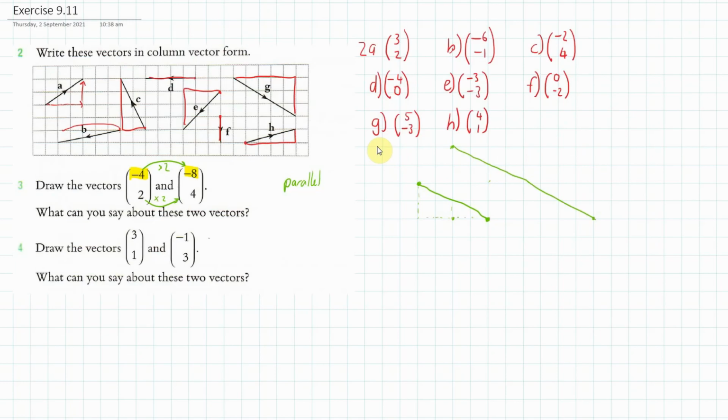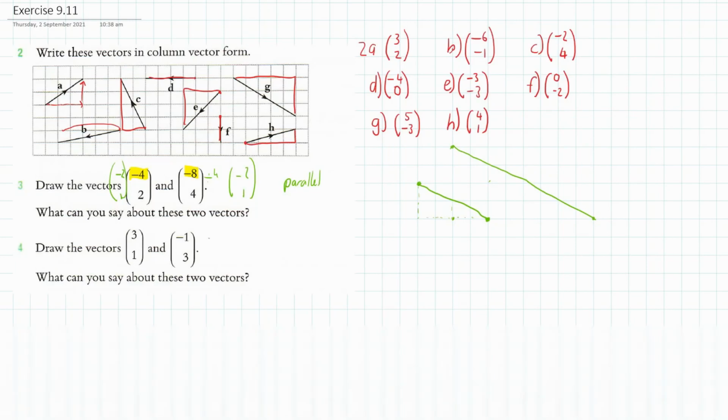And the reason for this is, you can simplify both of them. If you divide the first by 2, you get minus 2, 1 here, right? And this one you could divide by 4, and you get minus 2, 1. And so the same basic vector is happening and being repeated over and over again. So they're parallel.